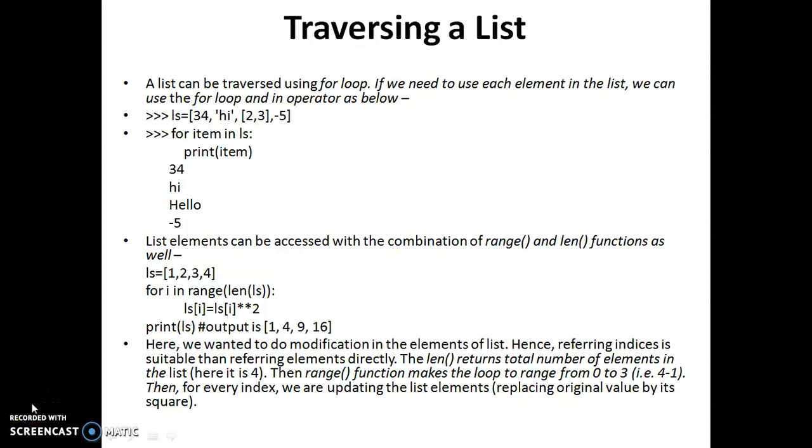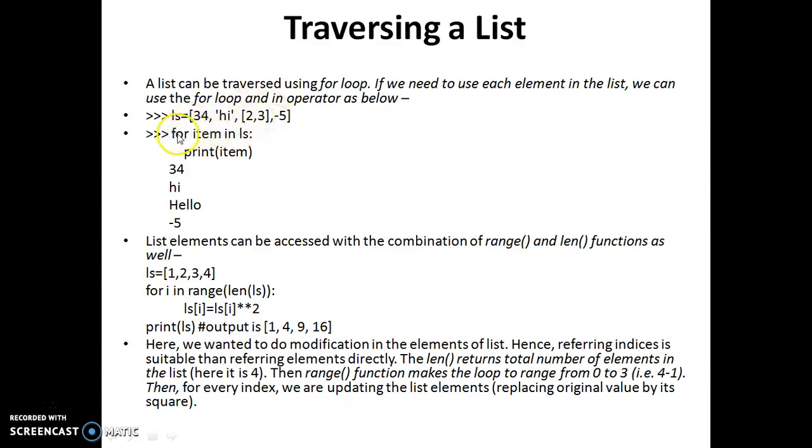Hi everyone. So in continuation with the list, we are going to cover the next topic of the lists, that is traversing the list. We can traverse the list using the for loop. If we need to use each element in the list, we can use the for loop and the in operator, as the example says here. The list is ls equals 34, hi, [2, 3], -5.